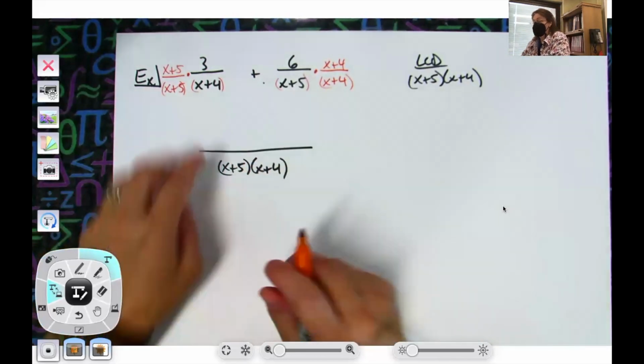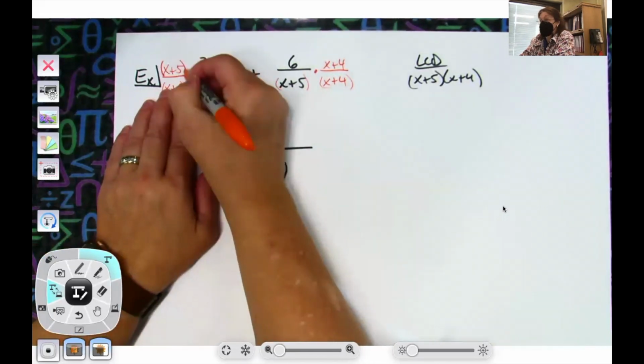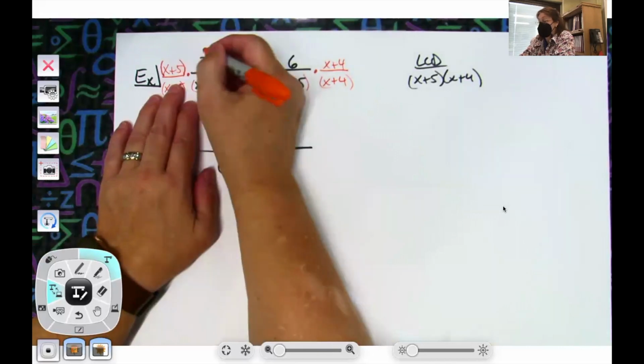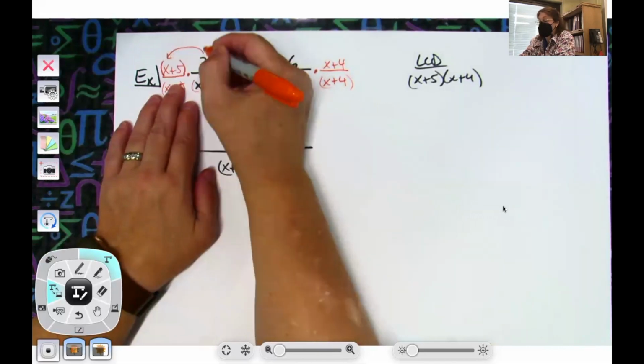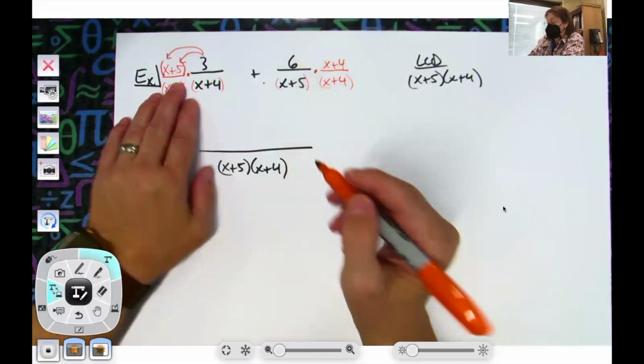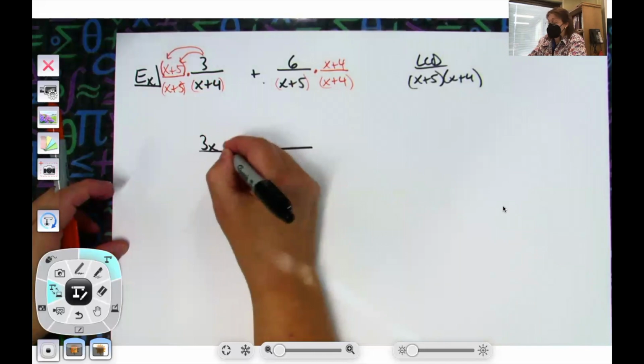Now up here on the top, x plus 5 is a binomial, and I'm multiplying it by that 3. So what do I have to do? I have to distribute the 3 to both those spots. So that's going to give me a 3x and a plus 15.